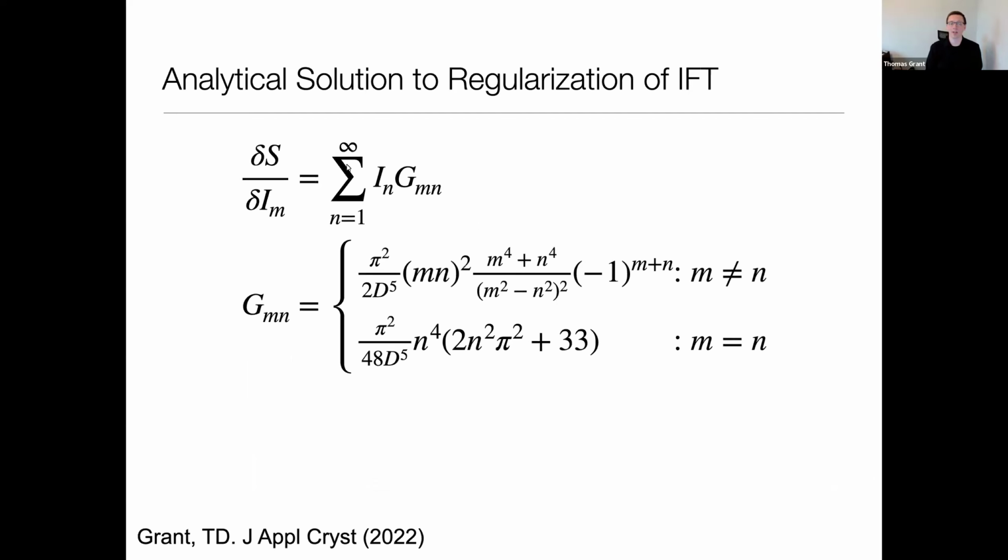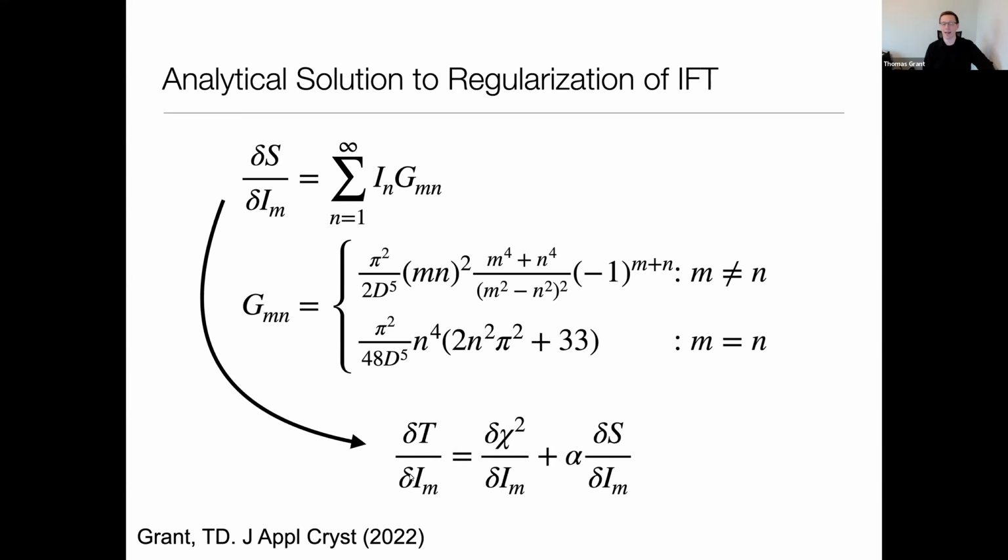Okay, so we have a sum over all of the Shannon channels. The In's are the Shannon intensities, and this G_mn is this large matrix. Okay, so we now have a closed form solution of the derivative of s with respect to the coefficients. We can go ahead and plug that back into our t equation for minimizing t.